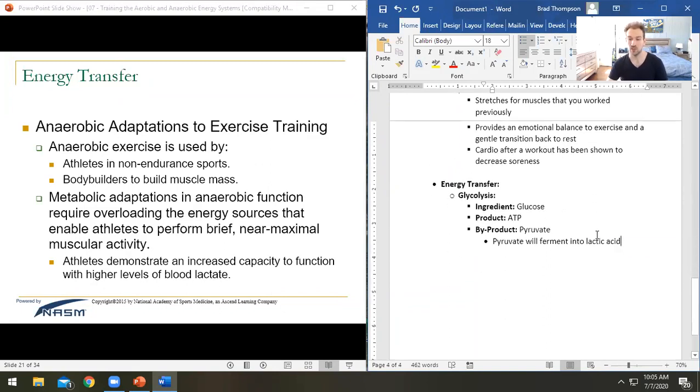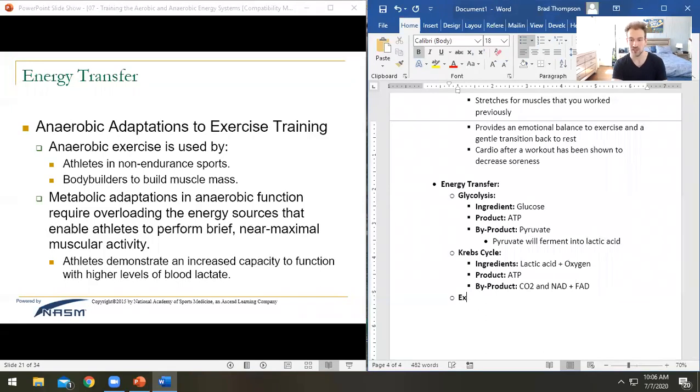So now, if we're looking at the Krebs cycle, right, your ingredients are going to be lactic acid and oxygen. Your product is going to be ATP, just like before, right? That's what we were trying to make. And then our byproduct is going to be CO2, which your body's just going to exhale. You're going to get rid of that. You're going to get rid of CO2 and create NAD and FAD.